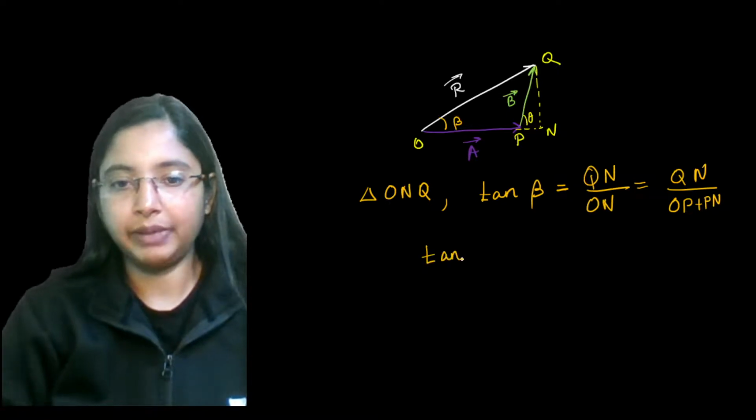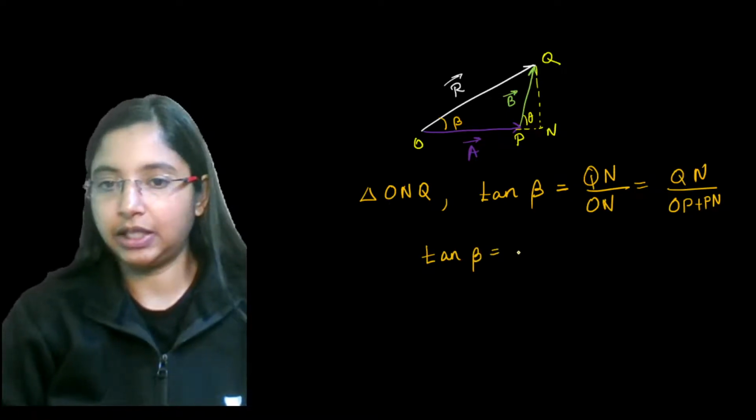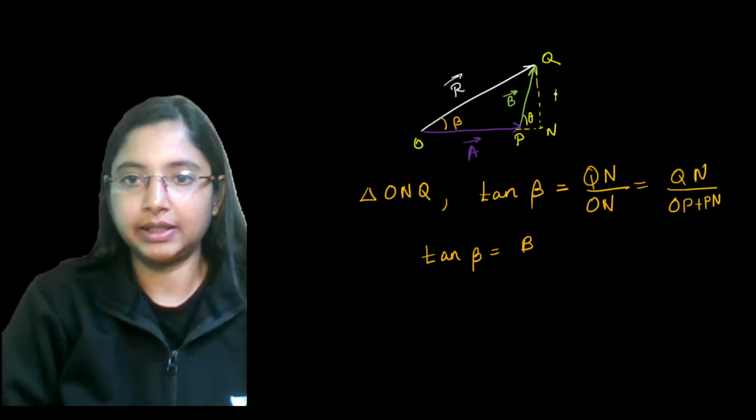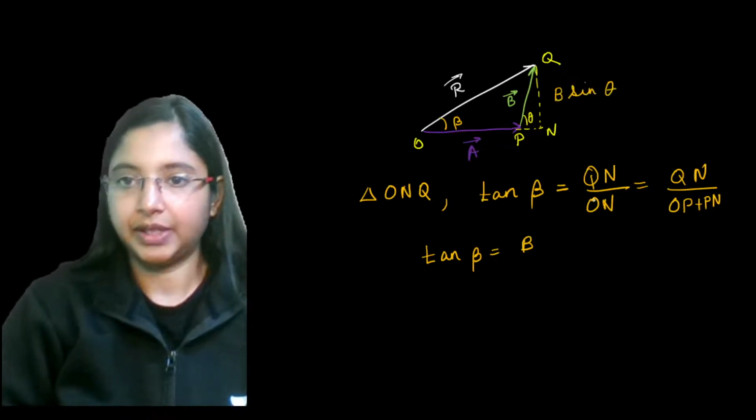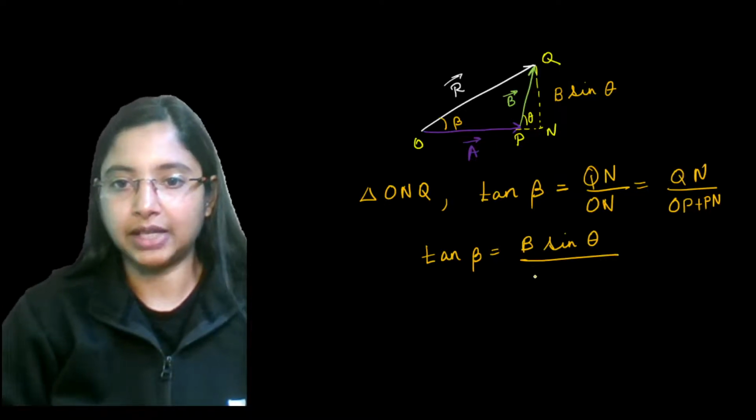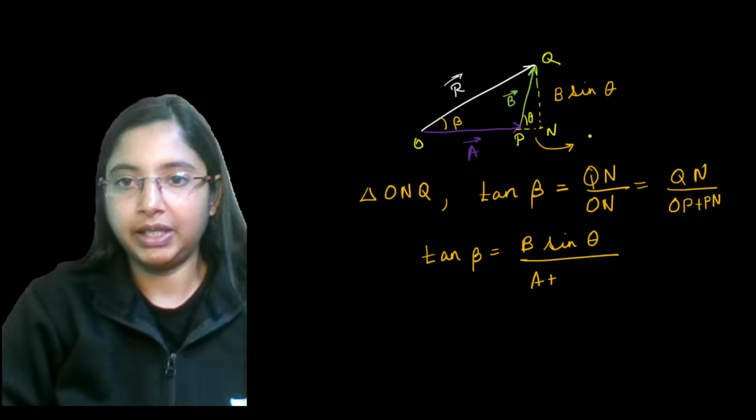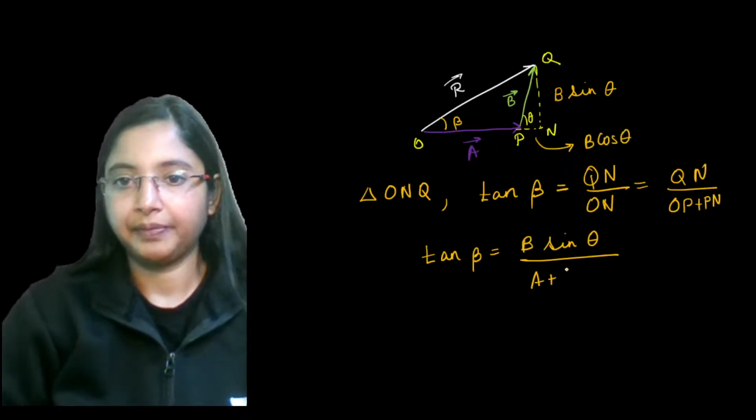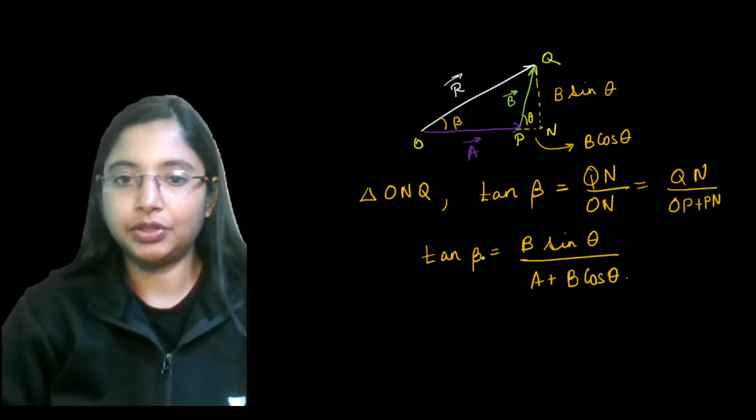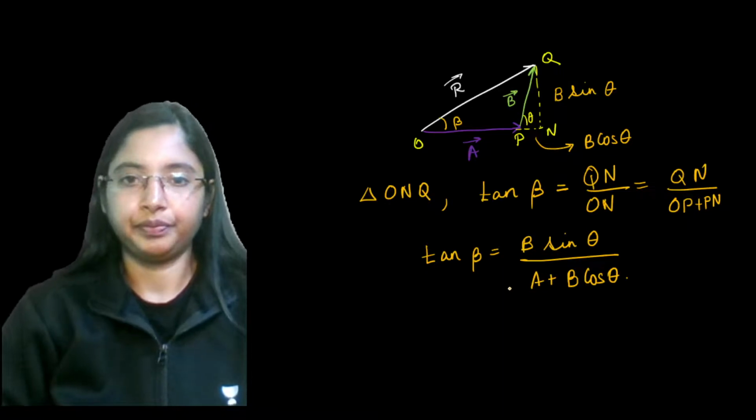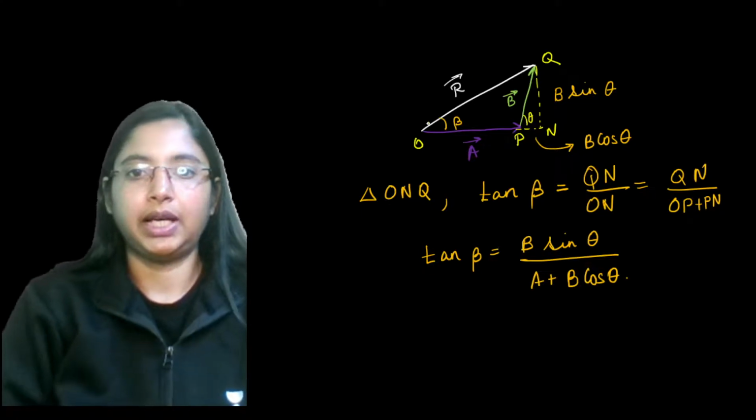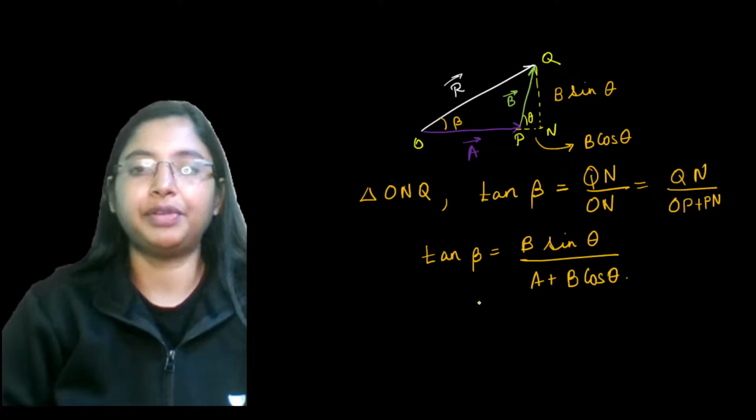So here tan beta will be equal to QN, and QN is nothing but B sin theta, divided by OP, whose magnitude is A, plus PN, and this side PN is nothing but B cos theta. That gives you the angle beta over here. So with respect to A, this is the angle R makes, and from A, if you trace down that angle, we can find the direction of R.